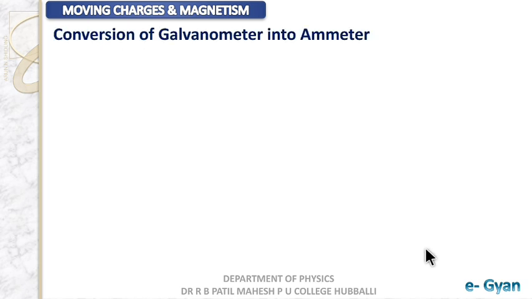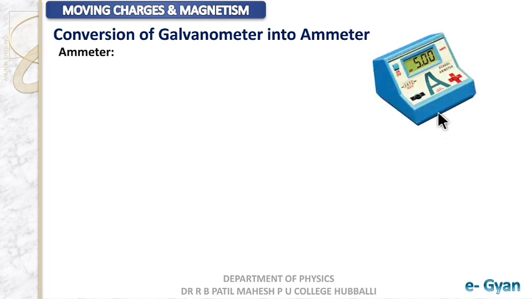Moving ahead, let us study conversion of galvanometer into ammeter. But before that, let us try to understand what an ammeter is. Here we see an ammeter. This is a digital ammeter which has a negative and positive terminal.